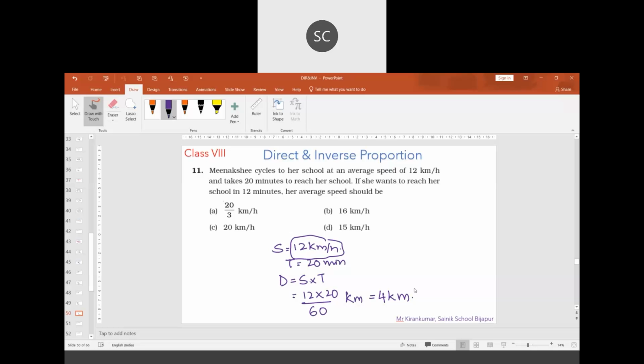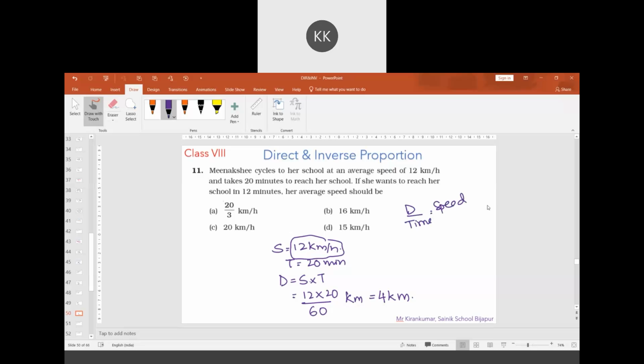Suppose Samarth is singing songs. Samarth, what is the new time taken? 12 minutes is the new time taken. Yes, sir, 12 minutes. So distance divided by time taken will give the speed.